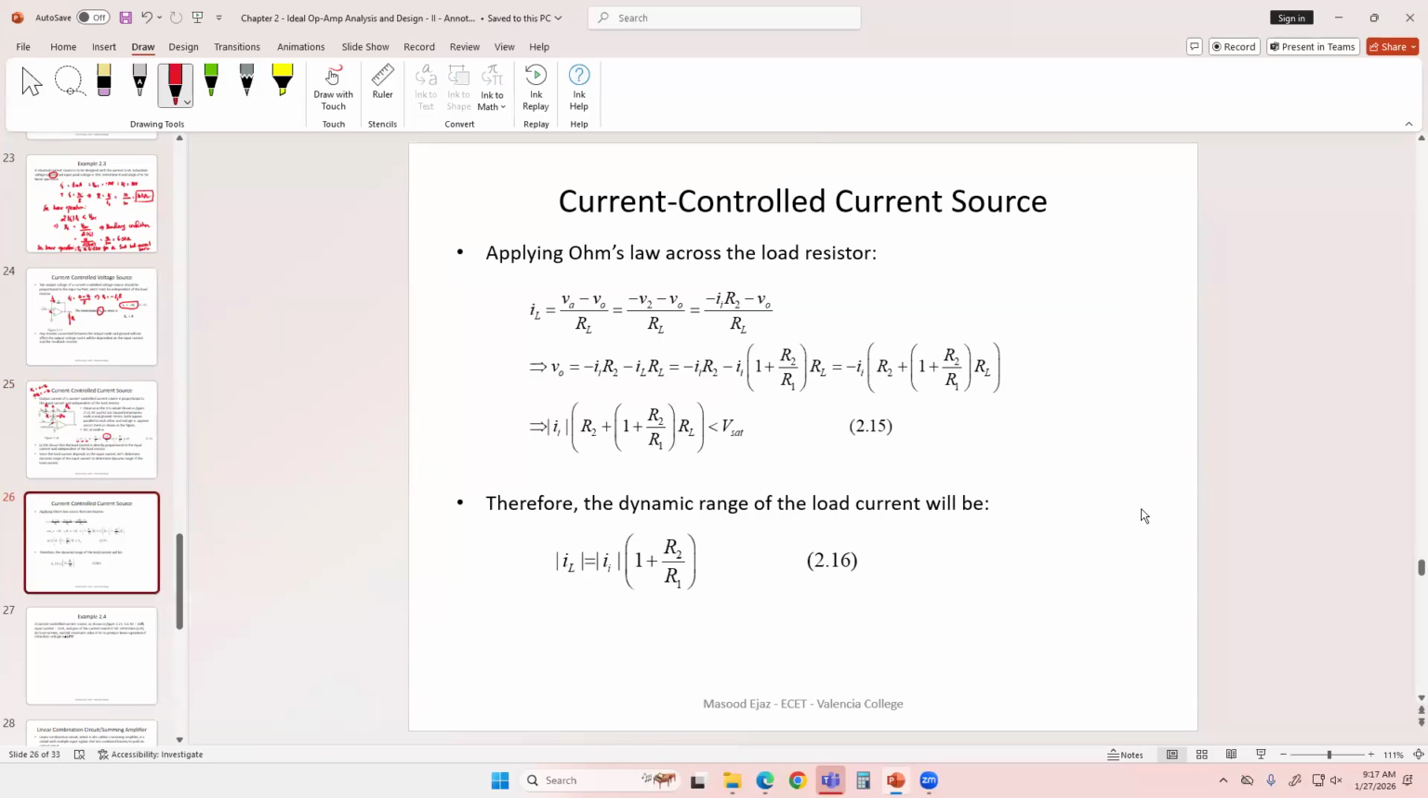And after simplification, we are going to find out what will be the dynamic range of the input current in order for the output voltage to be less than V saturation. And then we can relate the dynamic range of the input current to the dynamic range of the output current, because load current is equal to input current times beta. Beta is 1 plus R2 over R1.